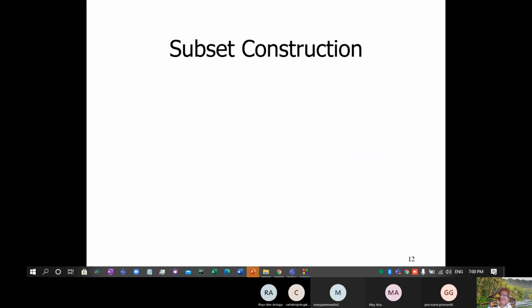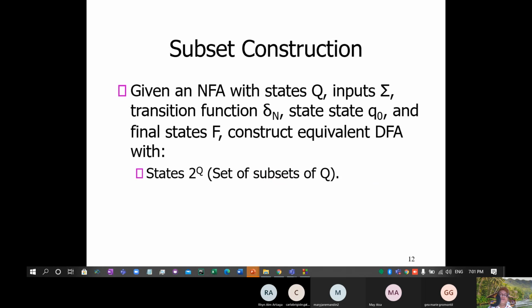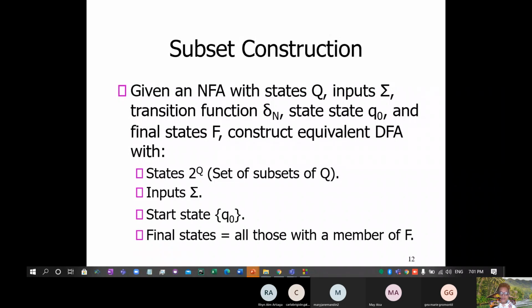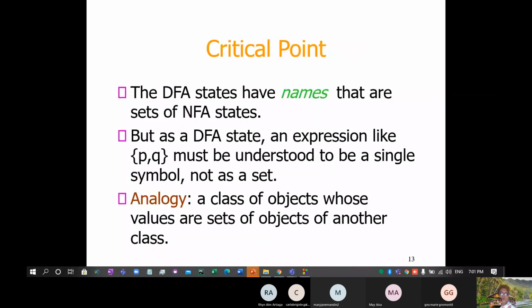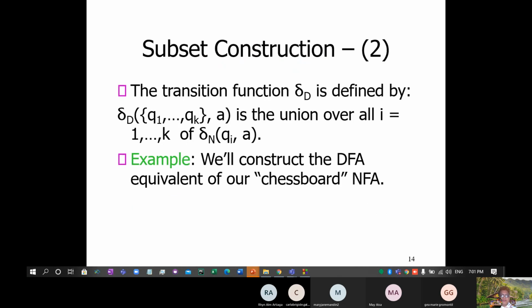Okay. So subset construction. Given an NFA with states Q, input alphabet sigma, transition function delta N, start state Q0, and final states F, construct an equivalent DFA. So critical point, the DFA states have names that are sets of NFA states. But as a DFA state, an expression like P, Q must be understood to be a single symbol, not a set. A class analogy: a class of objects whose values are sets of objects of another class. Critical point. Subset.